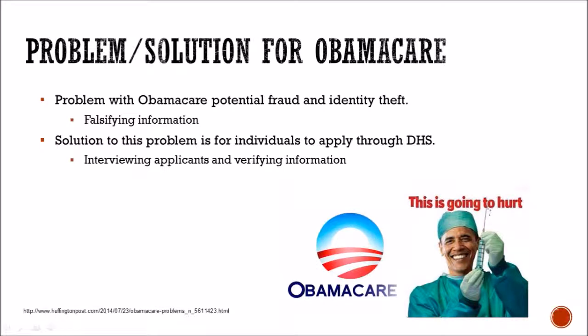Even with all these issues that Obamacare has, it will be very difficult for people trying to commit fraud to gain any profit from this, since everything is paid directly to insurance companies.